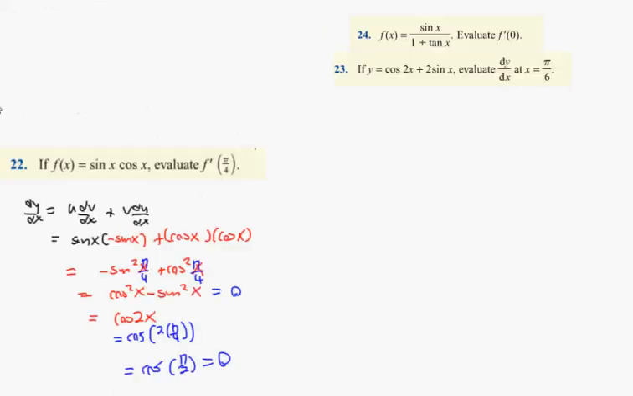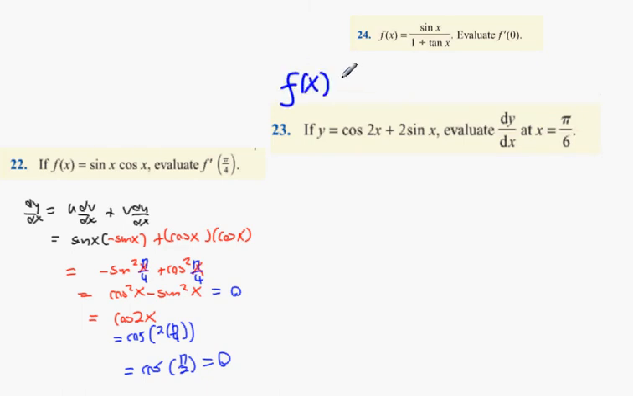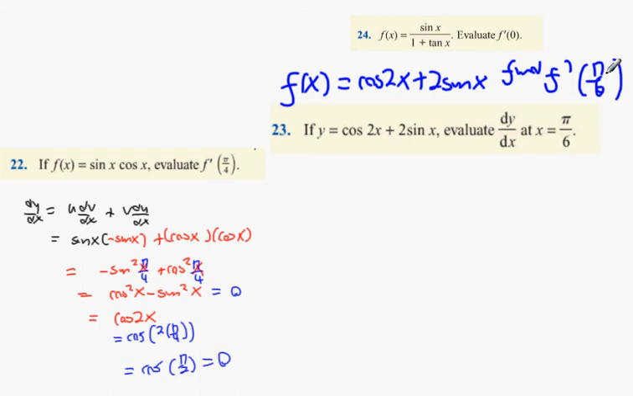For 23, if y equals cos 2x plus 2 sine x, we have to differentiate and replace x with pi over 6. Another way of writing this question would be this. I'm just going to show you two questions that mean the same thing, as a bit of extra learning. If I wrote this down, that actually means the exact same question: first derivative, replace x with pi over 6.